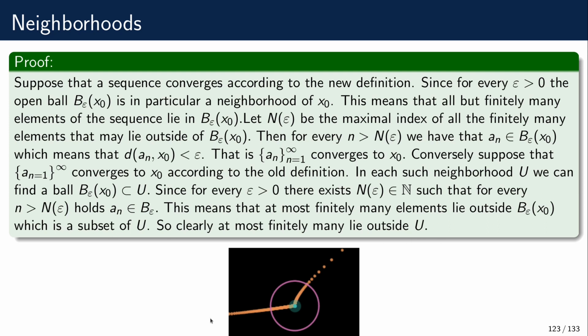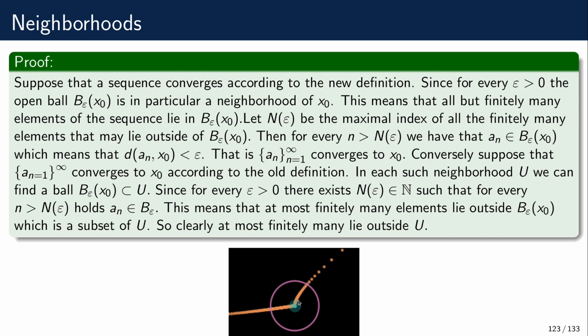If we were to visualize this, for example, for a sequence of points in the plane, where we have a way of measuring distance, and we were to draw this ball of radius epsilon, then similarly to what we have seen in the visualization, only finitely many elements will lie outside of this ball, and the rest will be inside. And this can be done for any epsilon.